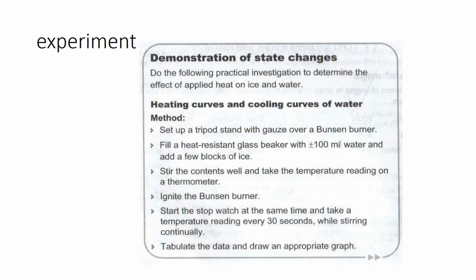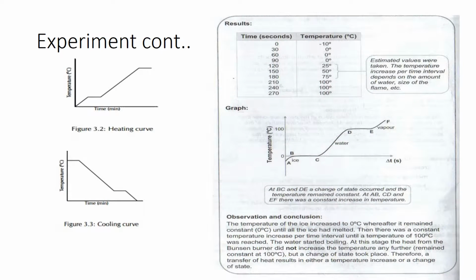I don't know if you do know these apparatus, but you don't really need to know them. You fill a heat-resistant glass beaker with plus or minus 100 milliliters of water and add a few blocks of ice. Remember, this is a heating curve, so we're going to be heating ice. You stir the contents well and take the temperature reading on a thermometer. Ignite the Bunsen burner and start the stopwatch at the same time and take a temperature reading every 30 seconds while stirring continually. Then you tabulate your data and draw an appropriate graph.